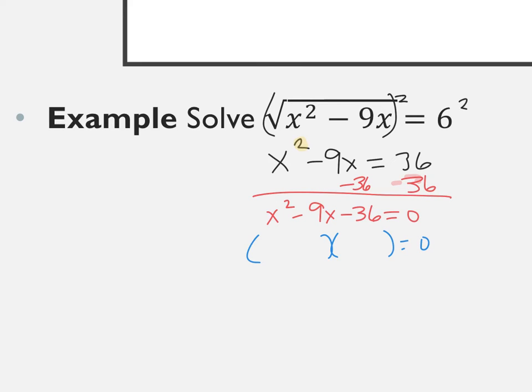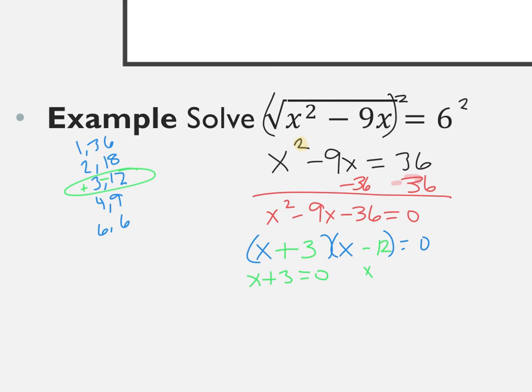Factors of 36 that give you 9. Well, we know x times x equals x squared, and factors of negative 36 include things like 1 and 36, 2 and 18, 3 and 12, 4 and 9, and 6 and 6. So which pair is going to give me 9? Looks like 3 and 12. And we want positive 3, negative 12. And remember, we set each of those factored pieces equal to 0 next. So x will equal negative 3, and x will equal 12.